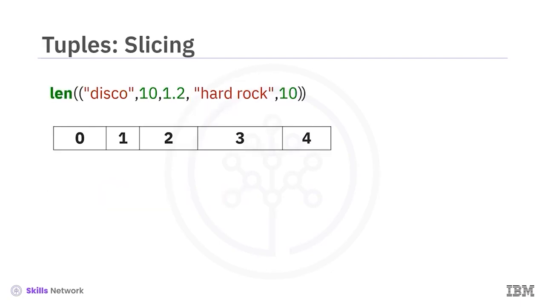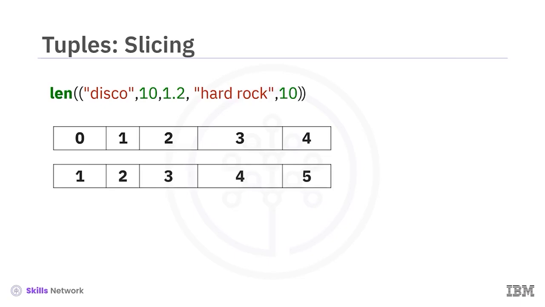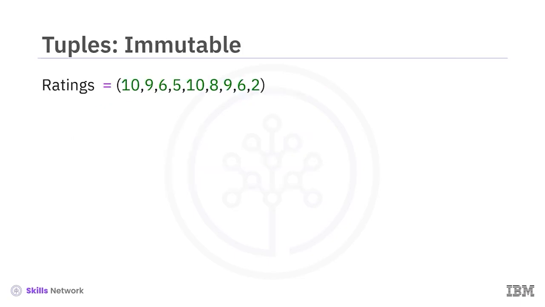We can use the len command to obtain the length of a tuple. As there are 5 elements, the result is 5. Tuples are immutable, which means we can't change them. To see why this is important, let's see what happens when we set the variable ratings1 to ratings.